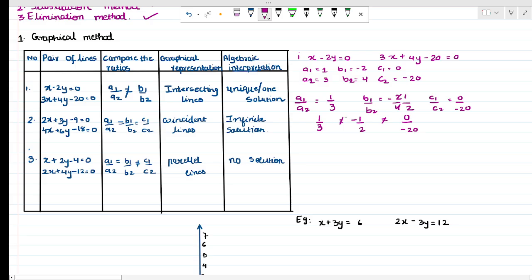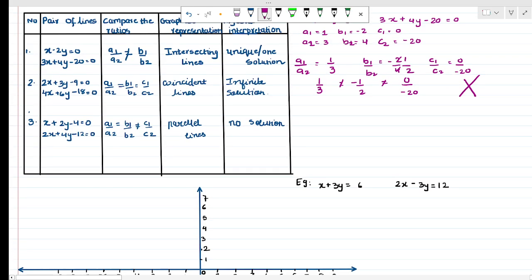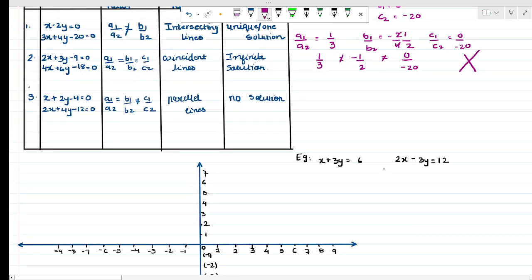That means what type of graph will it form? It will form an intersecting line graph, and it will have a unique solution. That means it will have one and only one solution. Okay, let's take a further look at this type of graph using an example.